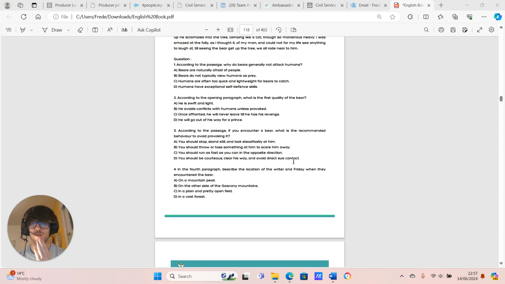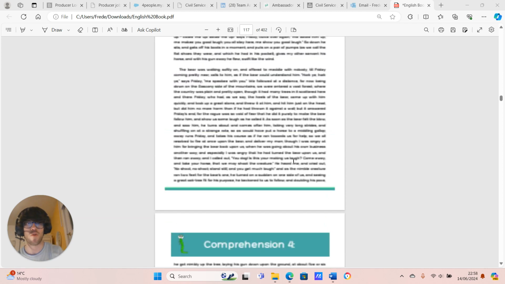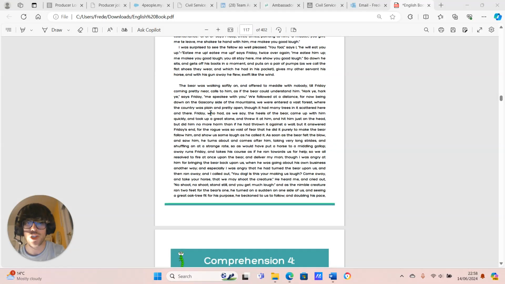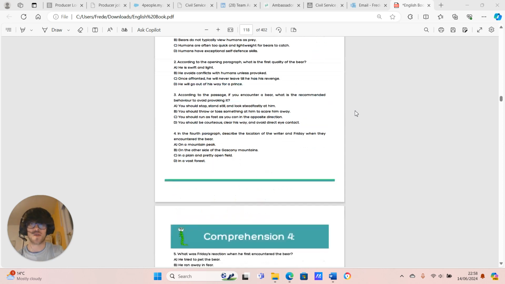Question 4. In the fourth paragraph, describe the location of the writer and Friday when they encounter the bear. The fourth paragraph. Let's have a look. 1, 2, 3, 4. Here we go. So the location. Okay, so now being somewhere, on the Gascony side of the mountains. We entered a vast forest where the country was plain and pretty open, though it had many trees. So, Gascony side of the mountains, vast forest, plain and pretty open, though it had scattered trees. Remember all of those things.